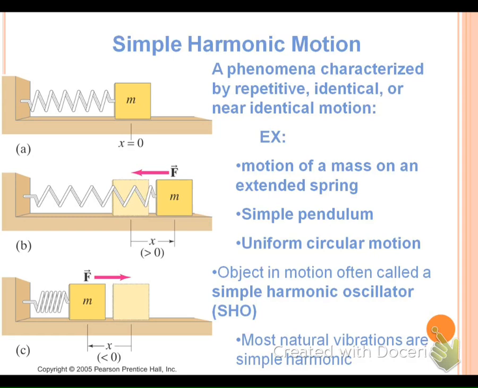The object that's in motion, the one that's being bounced back and forth, is called a simple harmonic oscillator. Where have we heard the term oscillator before, or oscillations? Yeah, a fan, right? Because it spins in a predictable, repetitive motion.